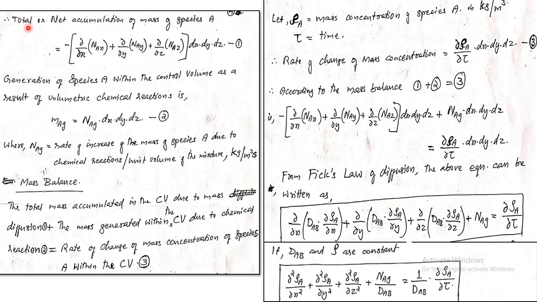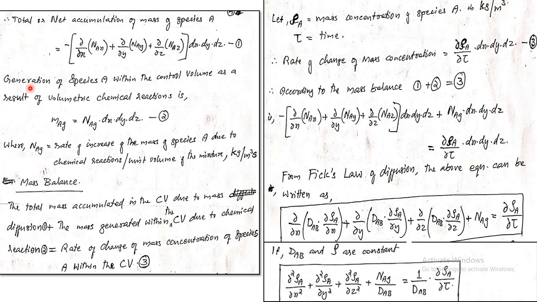Now, the total or net accumulation of mass of species A due to diffusion in all three directions is equal to the sum of all the above quantities, that is minus of dou by dou x NaX plus dou by dou y NaY plus dou by dou z NaZ, the whole multiplied with the volume of the element dx dy dz. This is equation number 1.